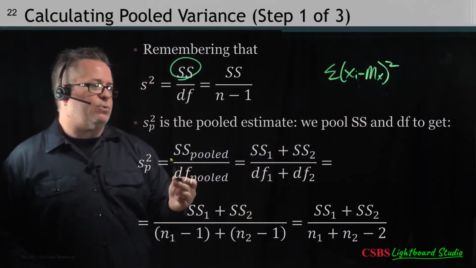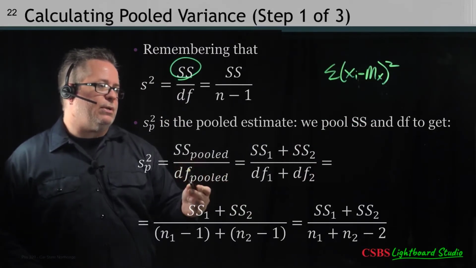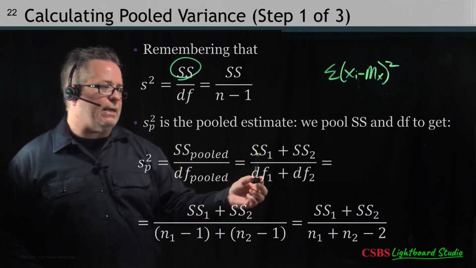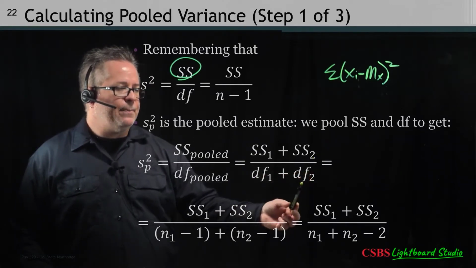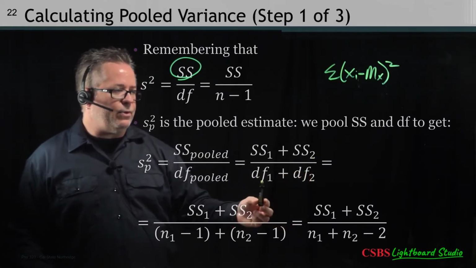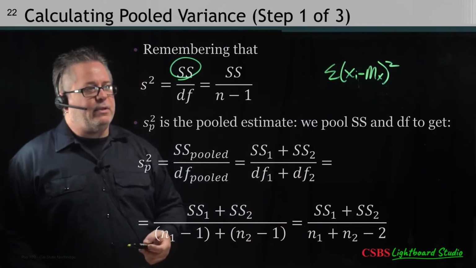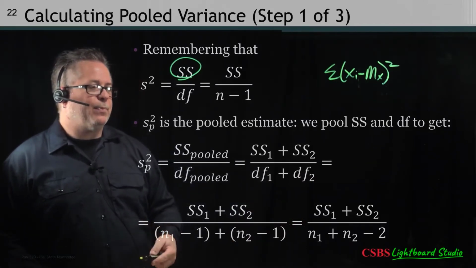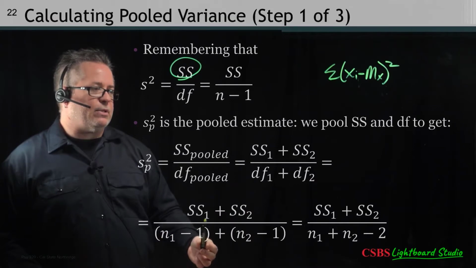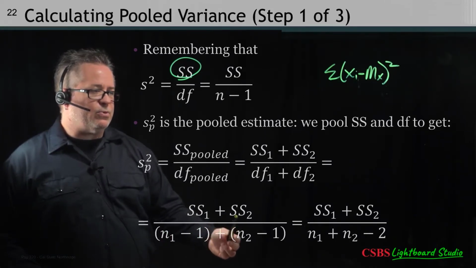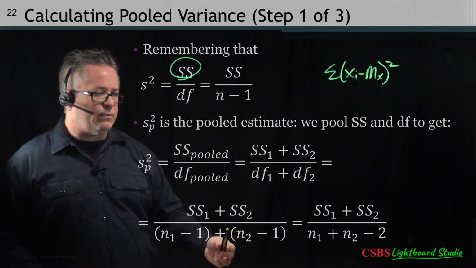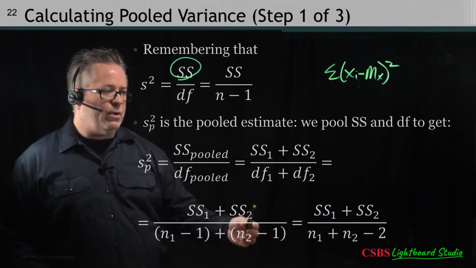If I want a pooled sum of squares and pooled degrees of freedom, I would simply add together the sum of squares from the 2 different samples, then add together the 2 degrees of freedom from the 2 different samples, and that would give me a pooled variance. So sum of squares for 1 over its n1 minus 1, that's my variance for sample 1. And I can do the same thing with sum of squares for 2, and divide that by its degrees of freedom.